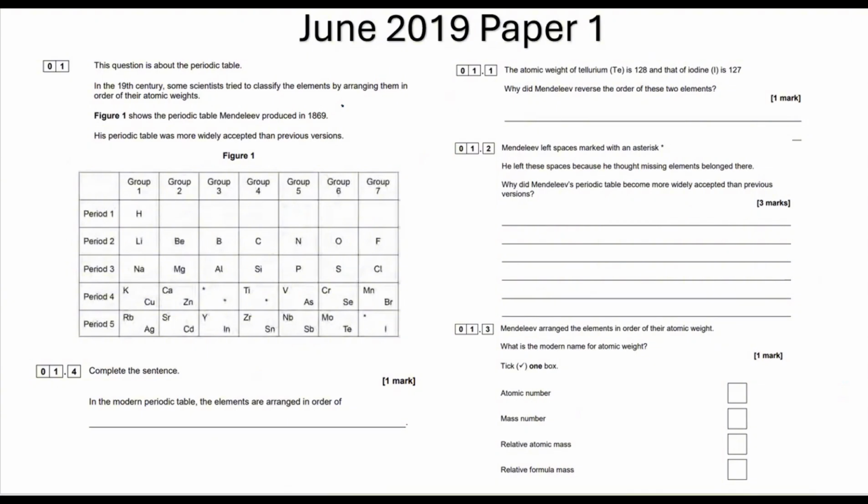June 2019. This question is about the periodic table. In the 19th century, some scientists tried to classify the elements by arranging them in order of atomic weights. Figure 1 shows the periodic table Mendeleev produced in 1869. His periodic table was more widely accepted than previous versions. So question 1.1, the atomic weight of beryllium is 128 and iodine is 127. So we saw this exact question come up just a few minutes ago, right?